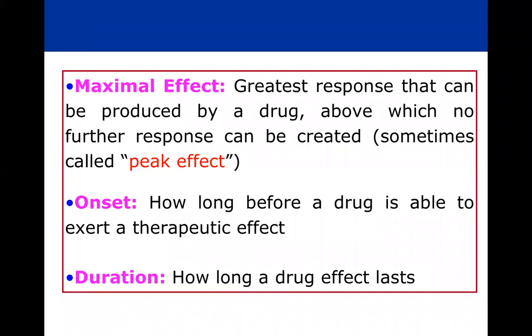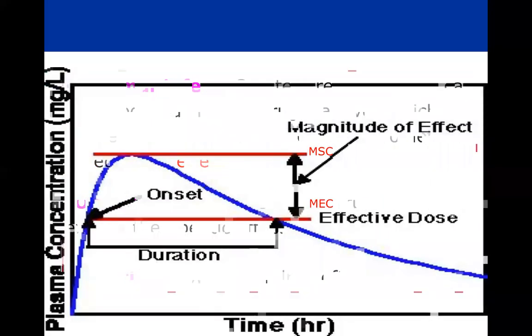And also we have the maximum effect, which is the greatest response that can be produced by a drug, above which no further response can be created. Sometimes we call it peak effect. The onset means how long before a drug is able to exert a therapeutic effect, and the duration is how long a drug effect lasts.